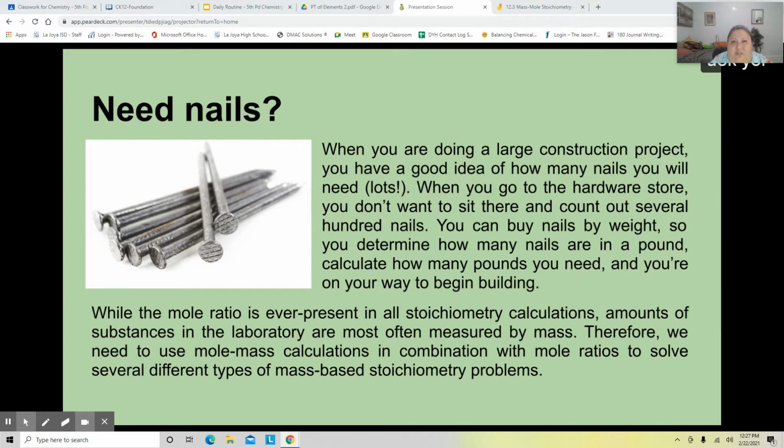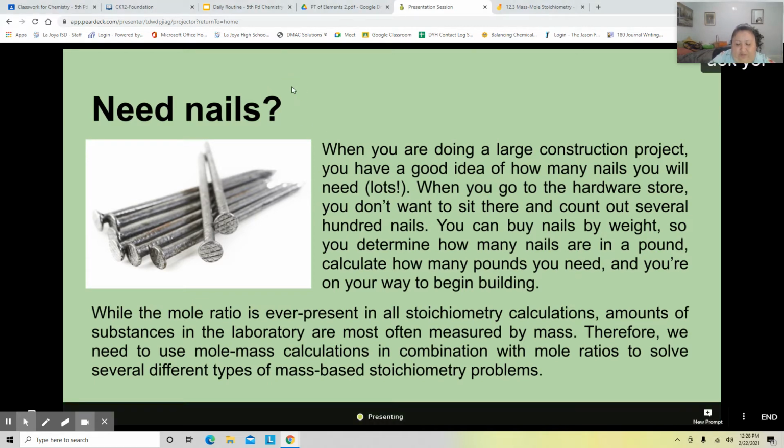Mole ratio was the first type of problem that we did when we started covering stoichiometry. And you guys know molar mass from earlier in the semester, when we were changing grams to moles to atoms. So both of those skills you already know. Mole ratio, I can easily help you remember that. But molar mass, let's make you do some extra practice.